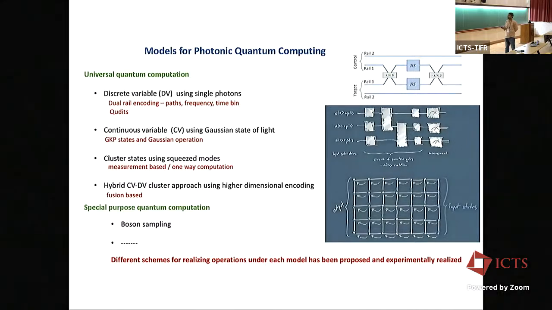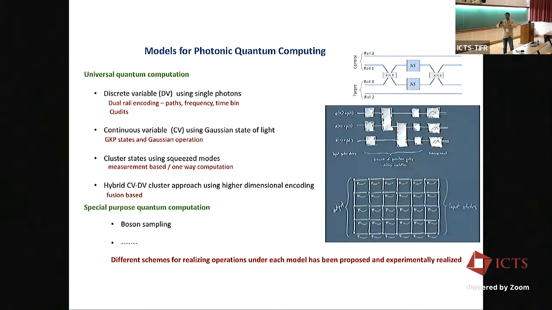So one is a discrete variable approach where you encode photons in different paths, frequency or time bin. There's also a Gaussian state approach where people create some kind of GKP states and then look at Gaussian operators. And there's also cluster states. People are using squeezed modes to come up with measurement-based quantum computing, and then hybrid approaches. But one of the most popular ones, which has come out in the news, is the boson sampling problem, where people have been able to demonstrate about 70-plus qubits, or like 72 photons, doing boson sampling.